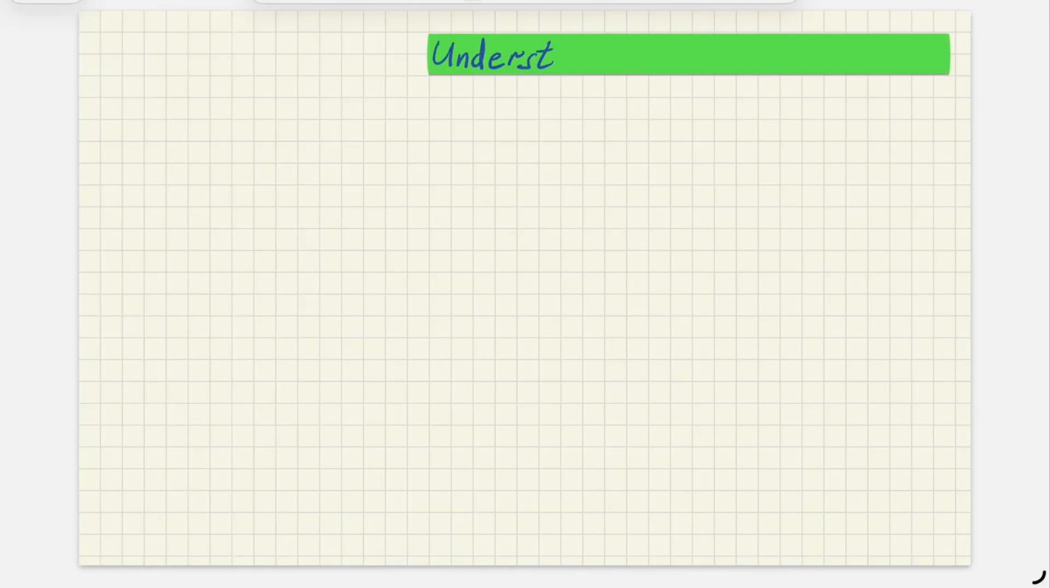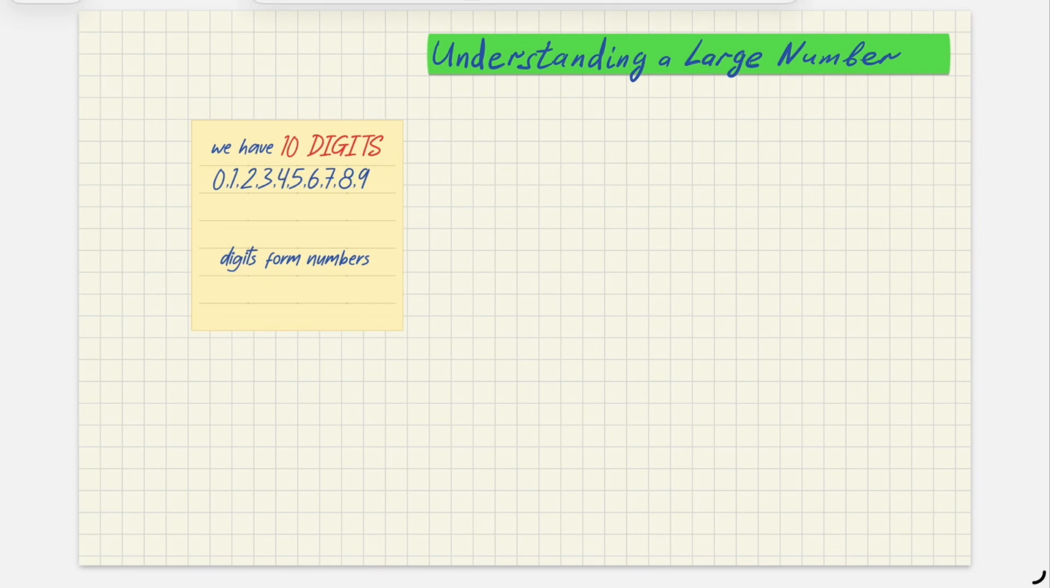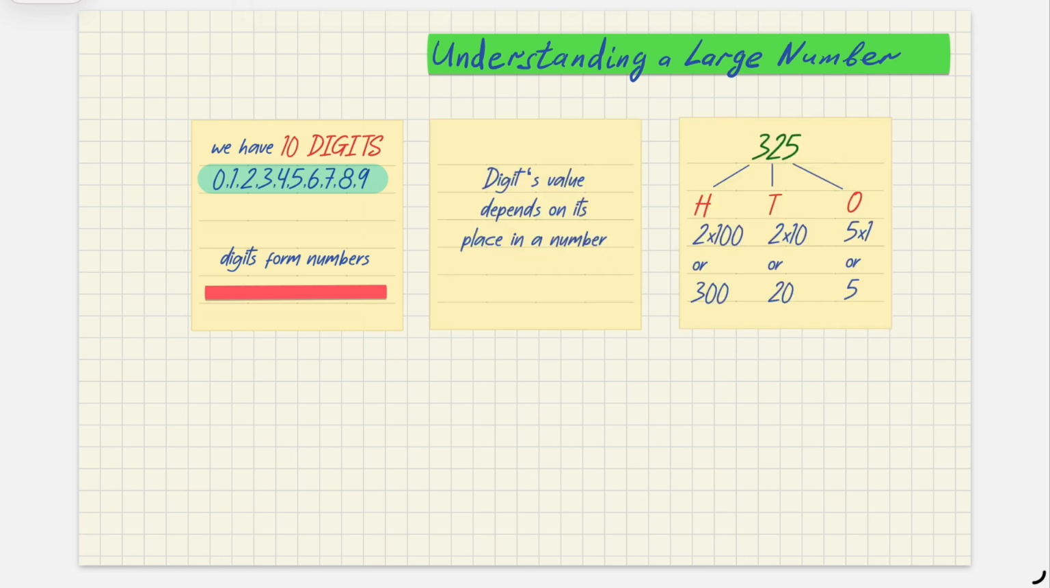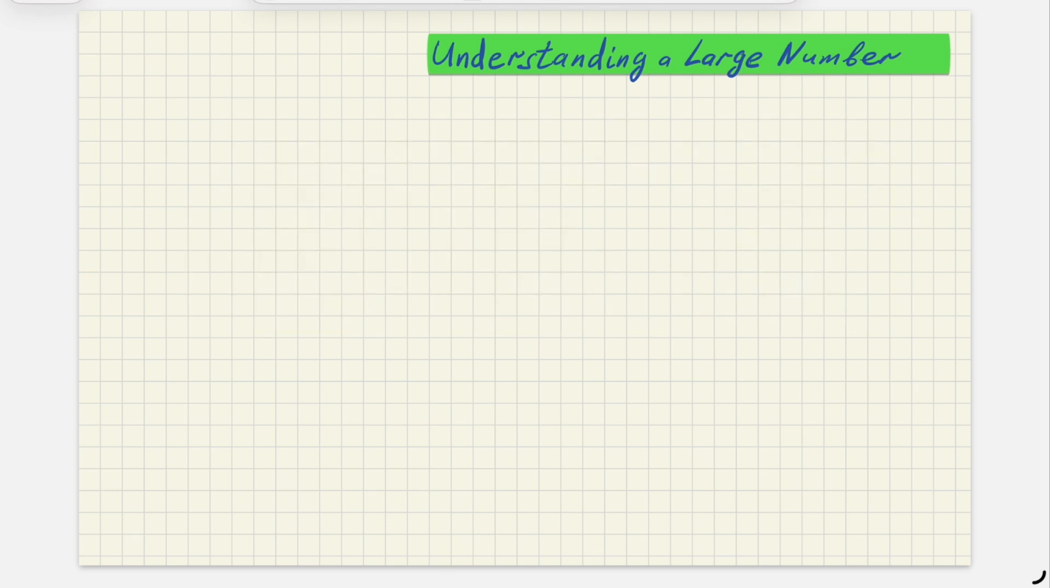Part 4, Understanding a Large Number. We learned that we have 10 digits and that those digits form numbers. Most importantly, we saw that a digit's value depends on its place in the number, what we call place value. We got so good at using a place value table to break numbers apart, but what about large numbers? On the screen, you can see the number 7,320,270.